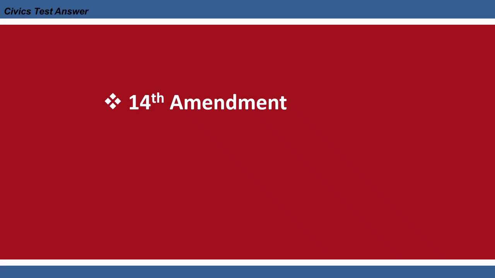After naturalization, people who become U.S. citizens later in life have many of the same constitutional rights as citizens from birth. Several of the rights of U.S. citizens are listed in the 14th Amendment.